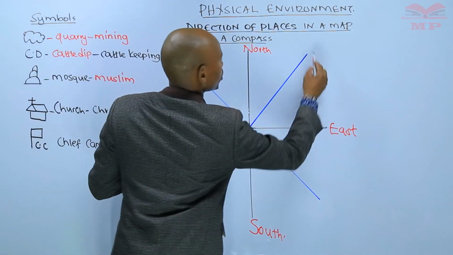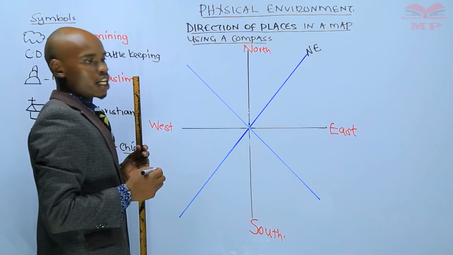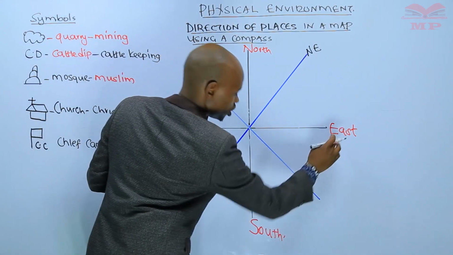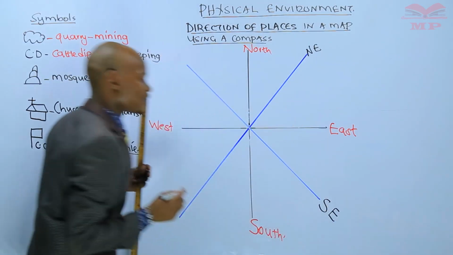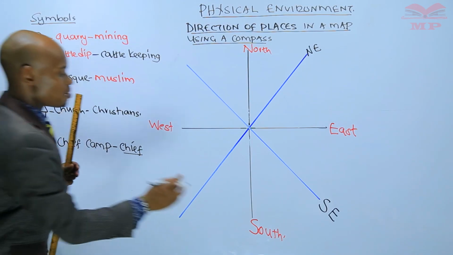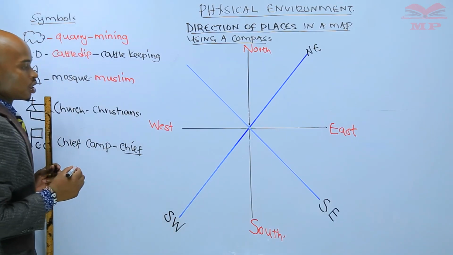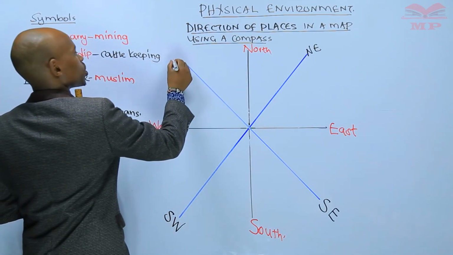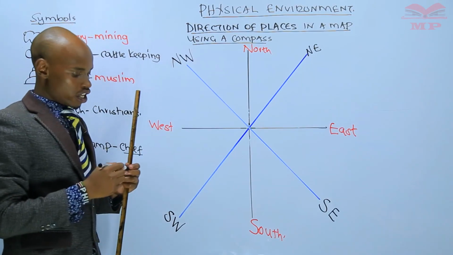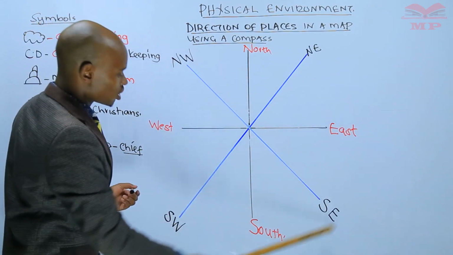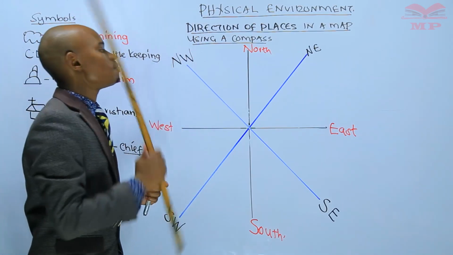Between north and east, we have north-east, abbreviated as N and E. Between south and east, we have south-east, abbreviated as S and E. Between south and west, we have southwest. And of course, between north and west, we have northwest. So this compass is what we shall be using to get the direction of places.